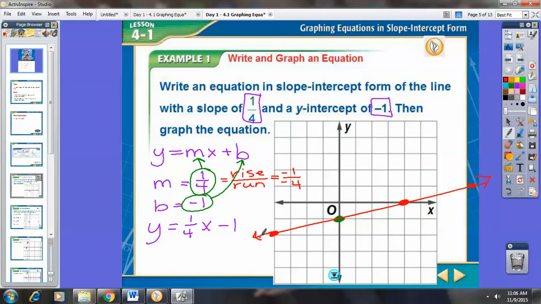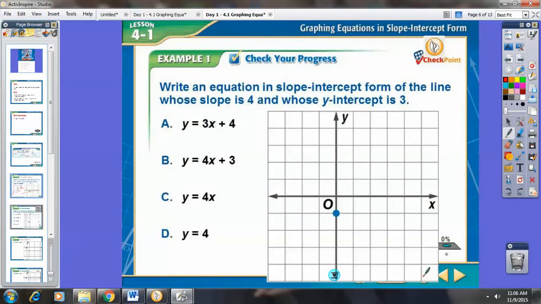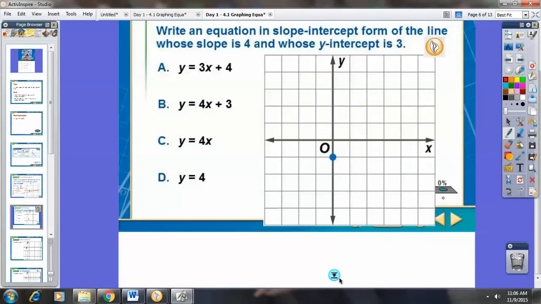Okay, so just to reiterate, we wanted to find the equation of our line, and we wanted to graph the line. Look at this next example. Write an equation in slope-intercept form of the line whose slope is 4 and whose y-intercept is 3. All right, if we want to write an equation, we're going to need to know our slope, m, and our y-intercept, b. And they do give us the slope, and they do give us the y-intercept.